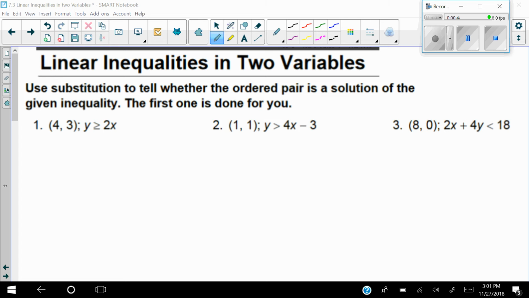So we're gonna start with number one here. And remember that this is always your first number in your coordinate point is X, and the second one's Y. So that's what we plug in. We plug it in just like that. For Y, we put in 3 and ask, is it greater than 2 times X, which is 4?